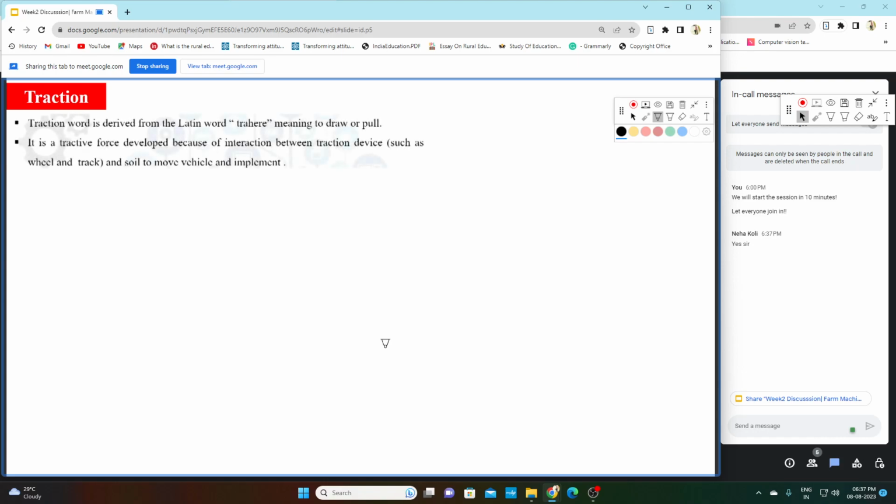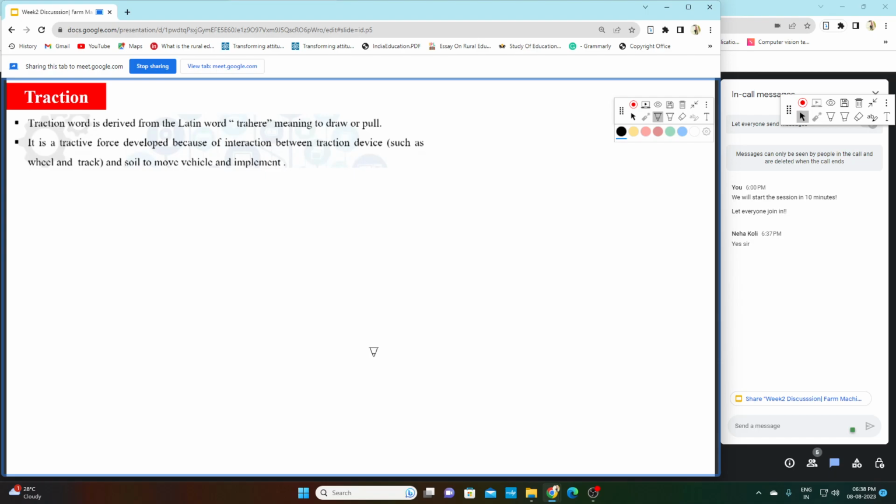So let's move on to this next topic called traction. So now we have studied the hitch, we have studied some part of mechanics. Now we will be talking about this topic called traction. So what is this term traction? It is derived from a Latin word called trahere. Trahere means to draw or to pull. So traction is a tractive force developed because of the interaction between the traction device. What are the traction devices of the tractor? That are wheels. Or even we can operate with tracks, but as of now we are considering wheels only, and the soil.